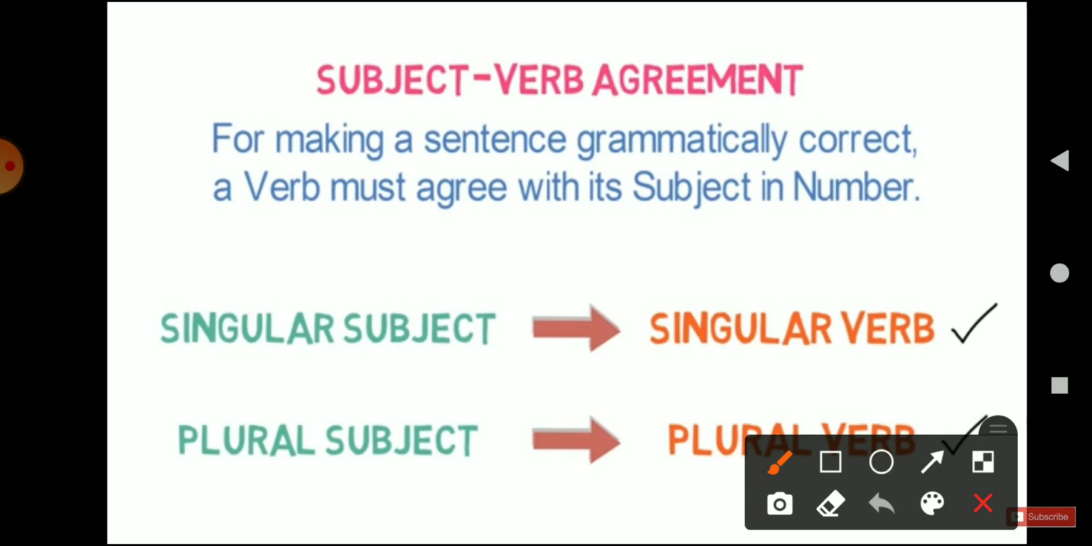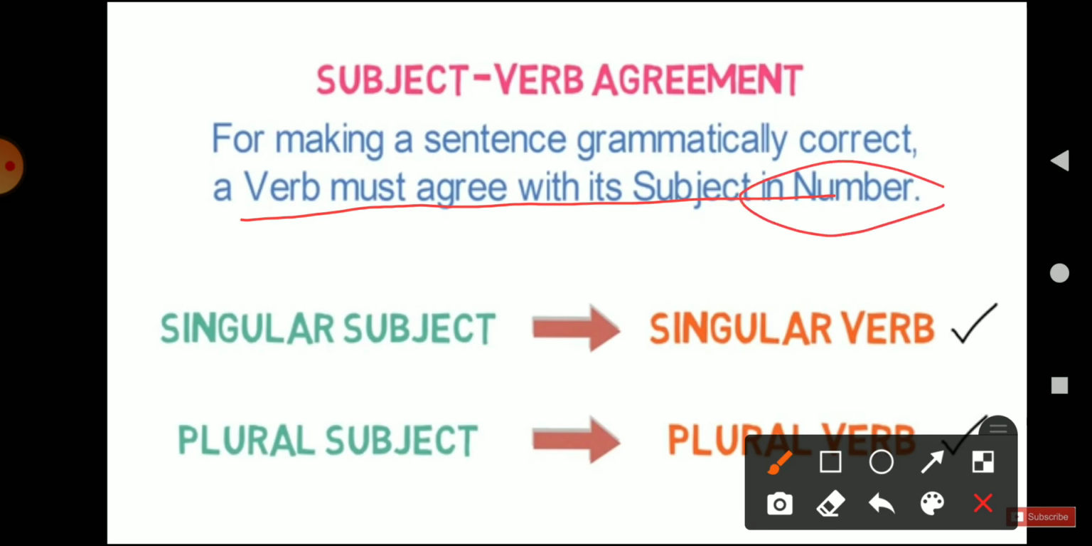So now, what does verb and subject agreement basically mean? It means that if we want to make a sentence grammatically correct in the English language, a verb must agree with its subject in number.